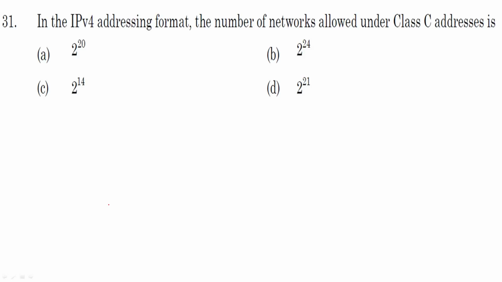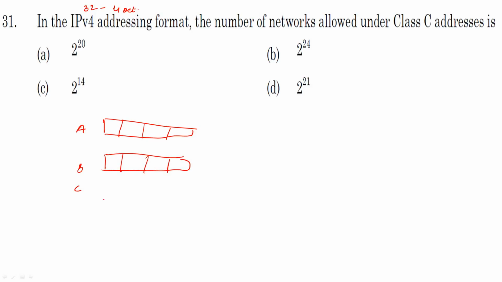In IPv4 addressing format, the number of networks allowed under class C is, okay, so we will be talking about three classes here, class A, class B and class C. It is IPv4, so it is 32-bit, or we can say it is 4 octets. Here also we would be having 4 octets. For A, the first 8 bits are the network ID, for B the first 16 bits are the network ID, and for C the first 24 bits are the network ID.